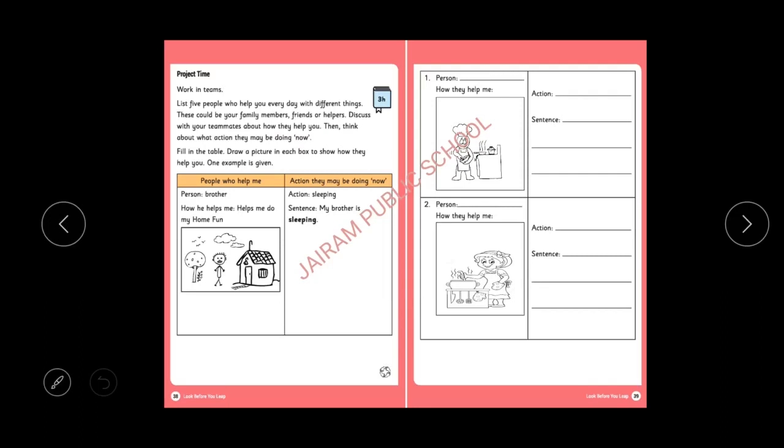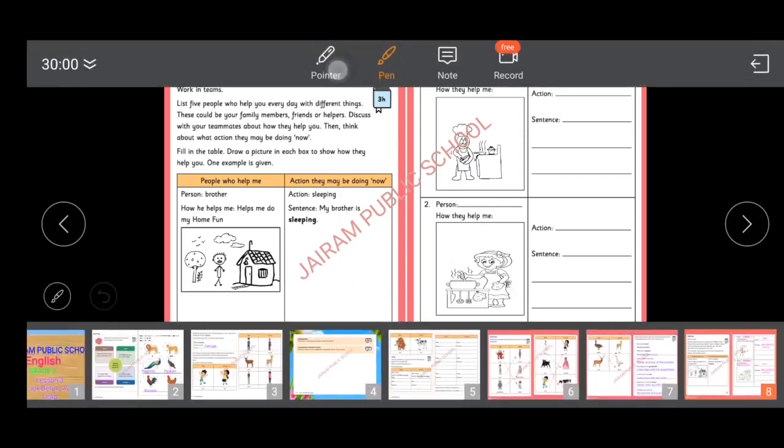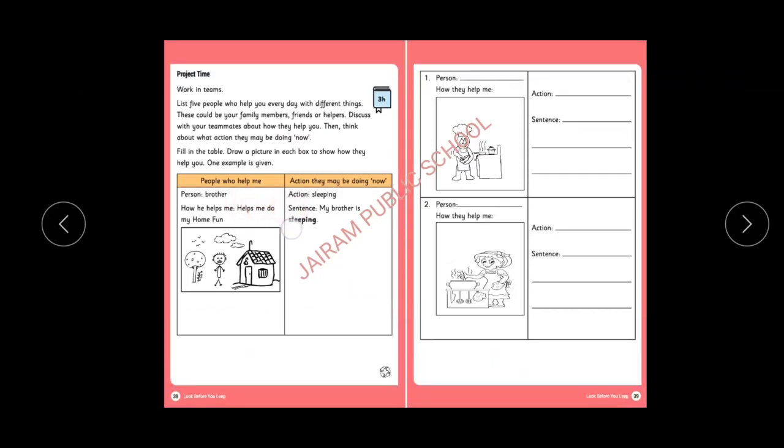Actually, you can think and write. Okay, I'll give you the examples. You don't want to copy these examples. You just keep them in mind and do the activity on your own. Okay, first one, people who help me. They have chosen brother. How he helps me: helps me do my homework. This is the example they have given.